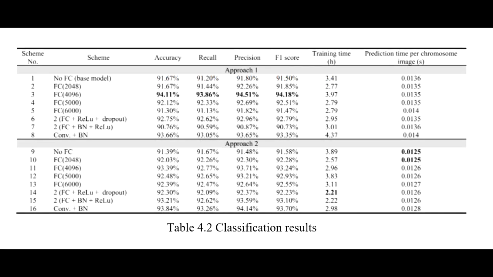The best accuracy of 94.11% was observed with a precision of 94.51%, recall of 93.86%, and F1 score of 94.18%. This was realized by adding a fully connected layer with 4,096 neurons after the FC8 layer. The minimum training time of 2.21 hours is obtained when the FC layer is replaced by a GAP layer, which stands for Global Average Pooling, followed by two FC ReLU and dropout layers respectively.